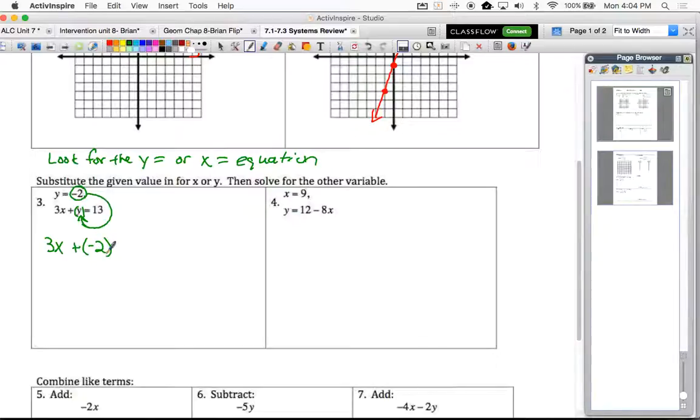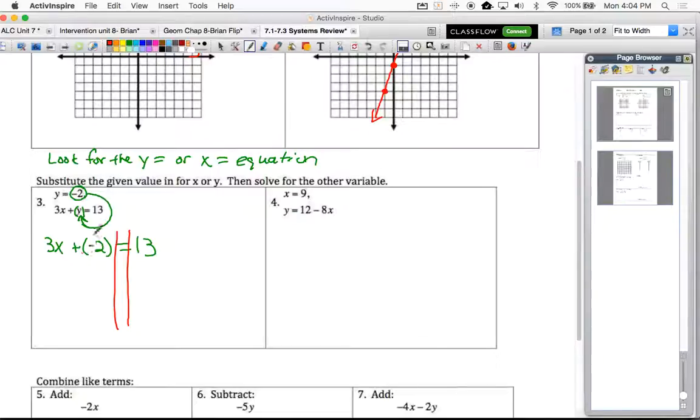So 3x plus -2. So instead of 3x plus y, we're replacing the y with the -2. We're making that substitution. We're trading it out. Equals 13. All right, so now we're going to solve this. Now notice there's no distributive property right here. And we've got actually some parentheses and some extra symbols here that we don't really need, but we're just going to keep that for now.